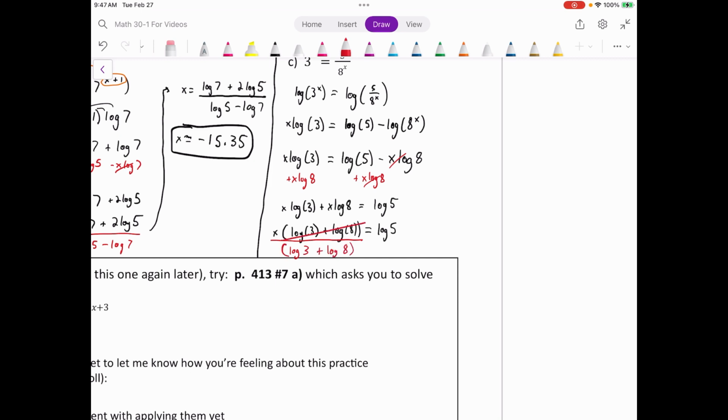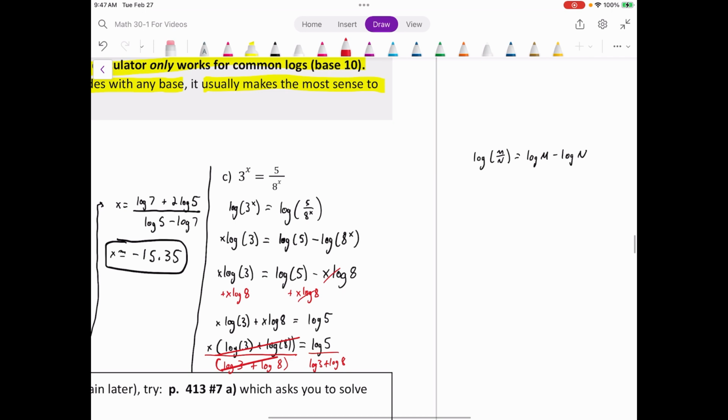That'll cancel it out here, just equals 1. Log 3 plus log 8. And I just barely ran out of room again. So I've got x equals log 5 over log 3 plus 8. Whoops, not log 3 plus 8, log 3 plus log 8. There we go. Okay, and we could put this in our calculator now, but again, we could also just keep simplifying.